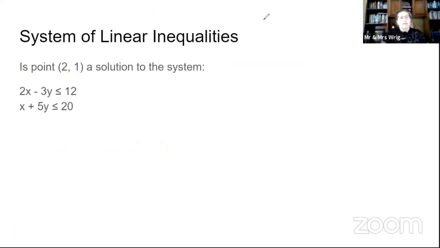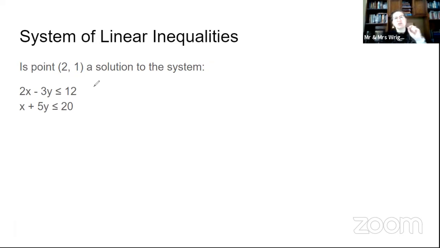All right. System of linear inequalities. Basically, we're presented with the exact same question as before. Is 2, 1 a solution to the system? But instead of being given a graph, we're being given the inequalities. So how do we solve this? Well, we're going to solve it the same way we would before when we had a system of equations and we were given a point. We're just going to plug it in and see if we get some true statements.